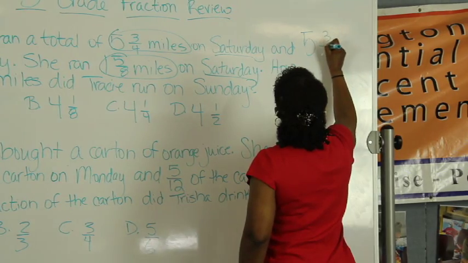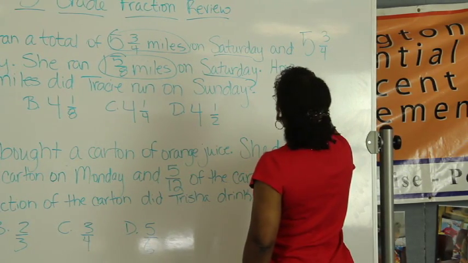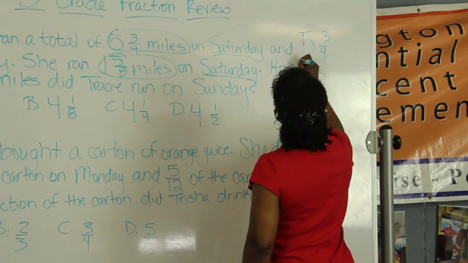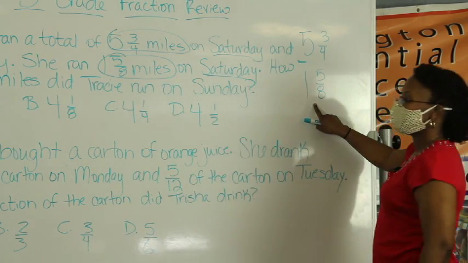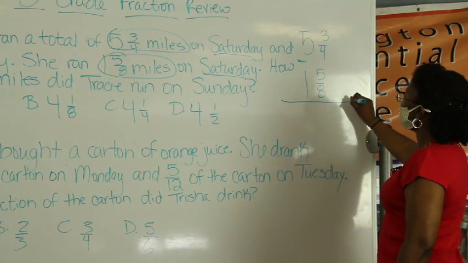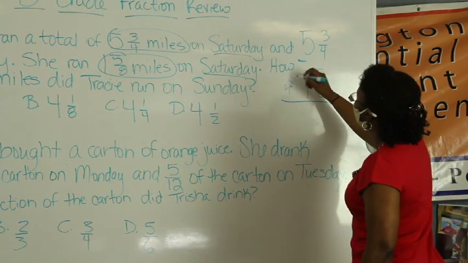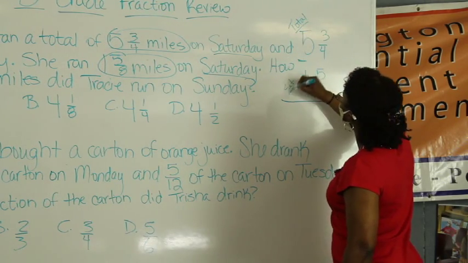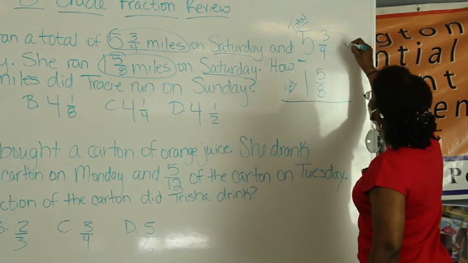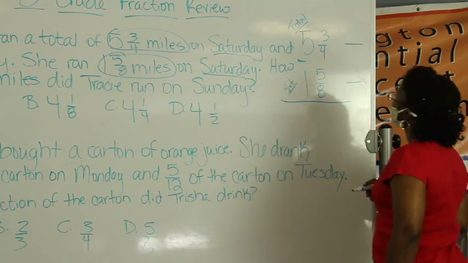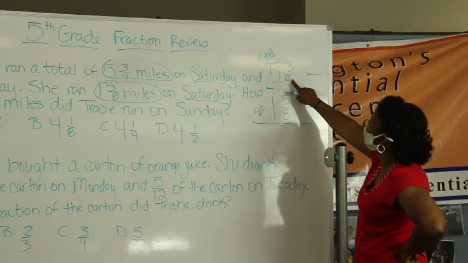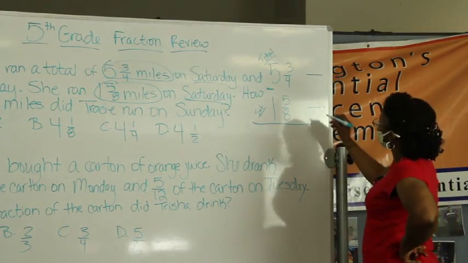So it's 5 3/4 and 1 5/8. So we're going to subtract the 1 5/8 because that's what she ran on Saturday. This is Saturday. And this is the total. So if we get common denominators, you can see that we can use 8 because 4 times 2 is 8. So we're going to use 8.